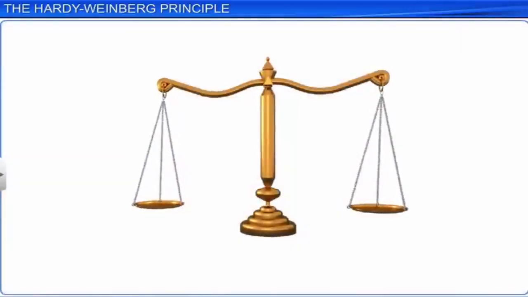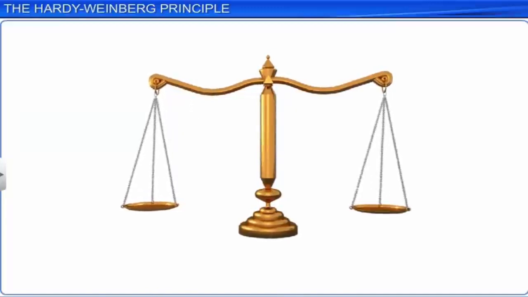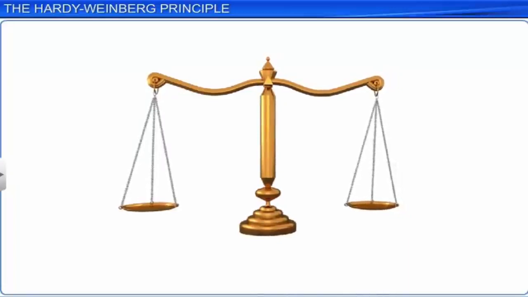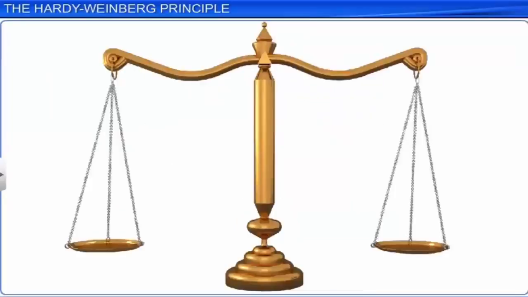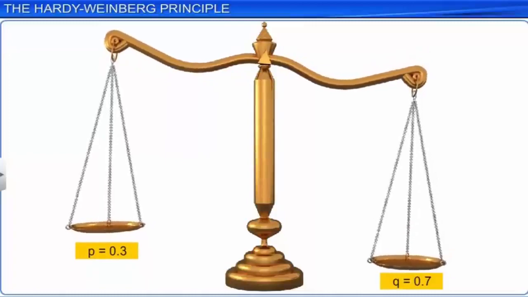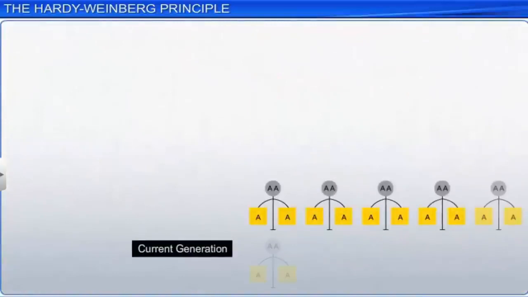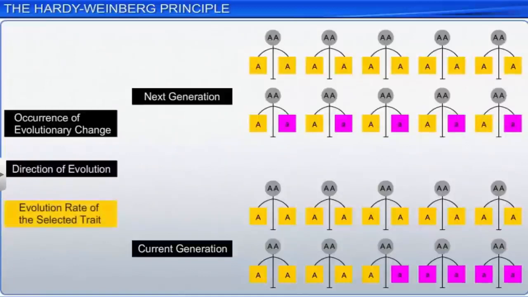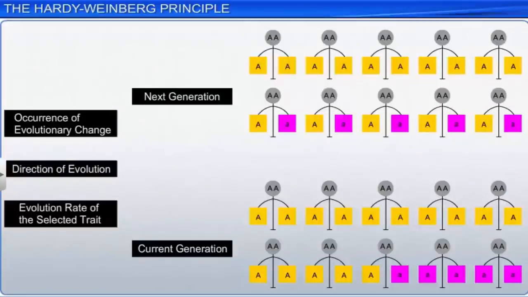When the frequency measured differs from expected values, the difference or the direction indicates the extent of evolutionary change in a population. For example, generally, the frequency of p or q is 0.5. If it changes to either less than or more than 0.5, it would indicate evolutionary change. We can learn about the occurrence of evolutionary change, the direction of evolution, and the evolution rate of the selected trait by comparing the genotype frequencies of the next generation with those of the current generation.